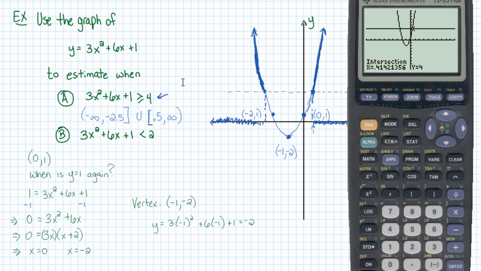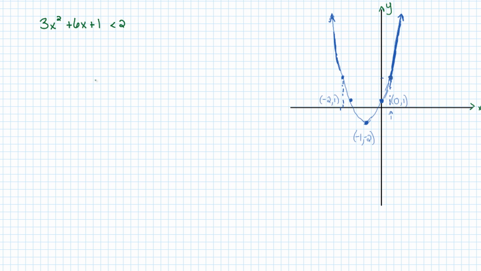So again, our guess is not so bad. That's actually better than I thought it would be, to be honest with you. Now remember that the second part of that, part B, was asking us when is 3x squared plus 6x plus 1 less than 2. So all I did was copy that graph there.